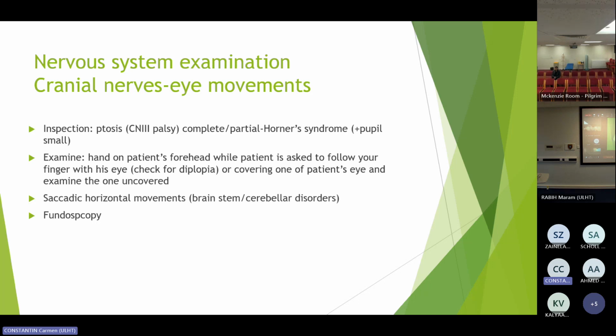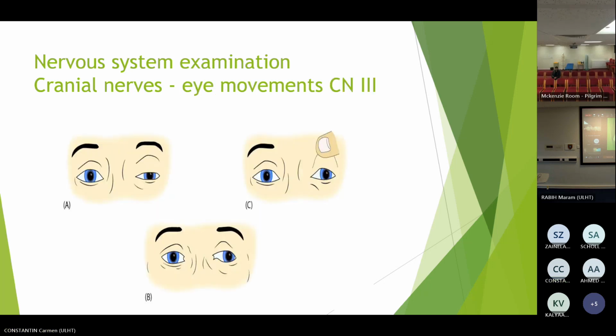Typical for brainstem and cerebellar disorders is saccadic horizontal movement, so nystagmus, horizontal nystagmus. Fundoscopy might or might not be done, especially in stroke, but in a general neuro patient, you should do fundoscopy. So this is how the eye movements are in the third cranial nerve.